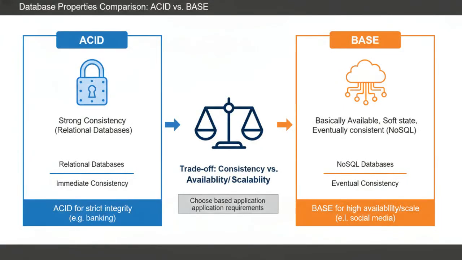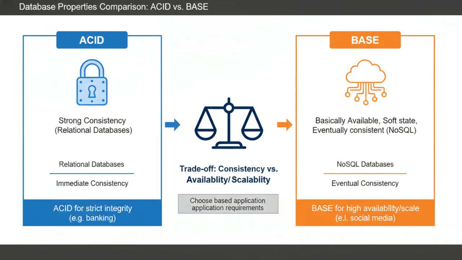While ACID principles are the cornerstone of relational databases, it's important to acknowledge that not all database systems strictly adhere to them, especially in the world of NoSQL. This brings us to a brief discussion of BASE, an acronym for Basically Available, Soft State, Eventually Consistent. BASE represents a different paradigm, often favored by distributed NoSQL databases designed for massive scale and high availability, where absolute immediate consistency might be sacrificed for performance and availability. With BASE, data consistency might not be instantaneous across all nodes, but it will eventually reach a consistent state.